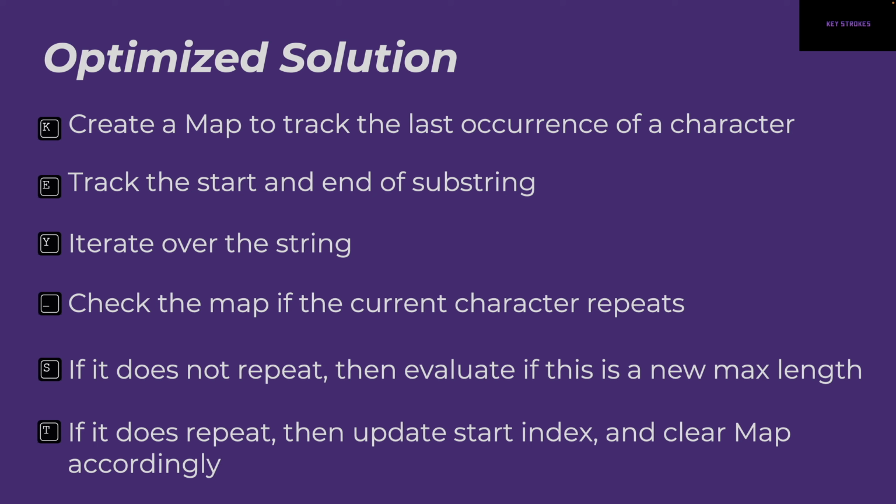Okay, so this is a general summary of the solution that we just discussed. So we'll start by creating a map that tracks the last occurrence of any character. Then we'll track the start and the end of the substring that we have found is the longest. Then we'll start our loop, and that is iterating over the string. And as we iterate, we'll check our map to see if the current character that we are iterating on is repeating, that is, if it's in the map. If it is not in a map, then this might be our new longest string without any repeating characters. But if you already find this character in the map, then we need to update our start index and clear the map based on when this character last occurred. I think this will all make more sense when we actually implement it.